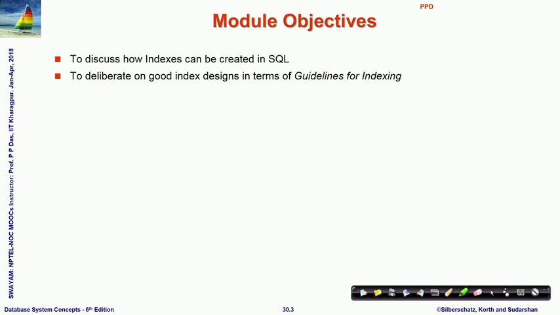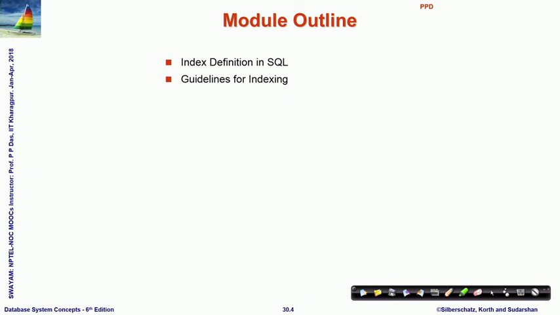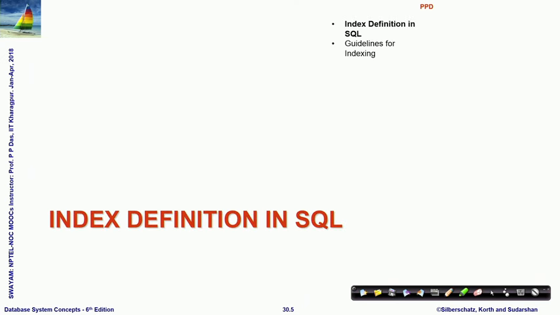We will check how indexes can be created in SQL first, because you will have to use it. You have already known the theory of various different indices and so on. So, how do you actually tell the system to index? And the second important thing is when should you index and on what. So, we talk about a few guidelines for indexing. That is what we want to learn.